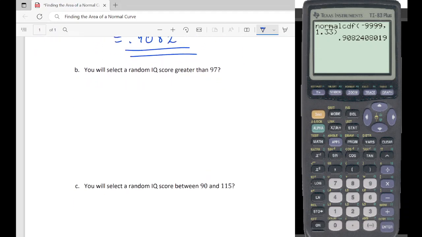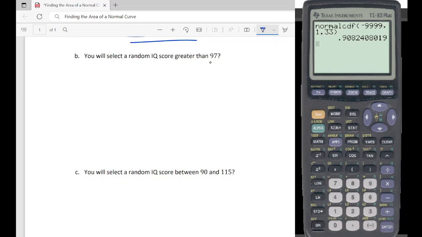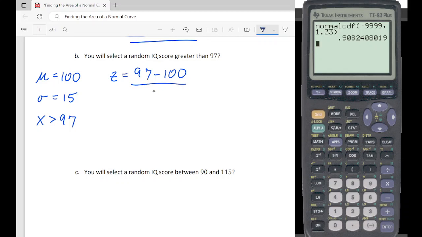Now let's do it again, except we want a randomly selected IQ score to be greater than 97. So our mu does not change, still going to be 100. Our standard deviation is not going to change, it's still 15. But our x value is going to change because we want it to be greater than 97. So once we do that, we plug it into our z-score formula. So 97 minus 100 divided by 15, and that's going to give us negative 0.2.